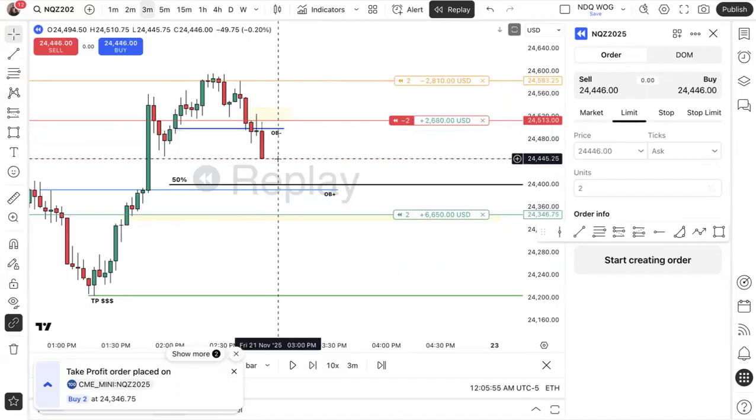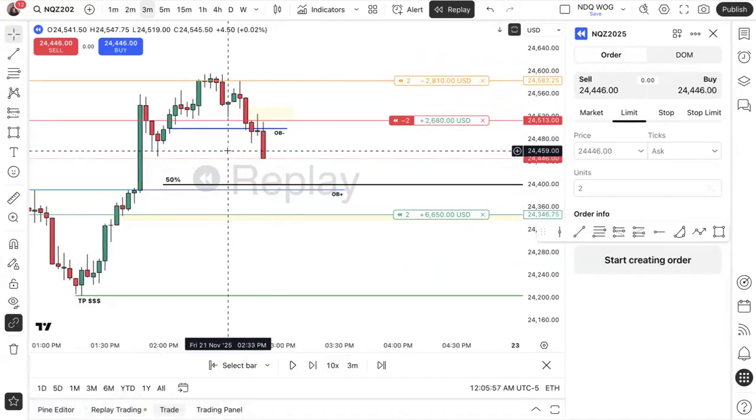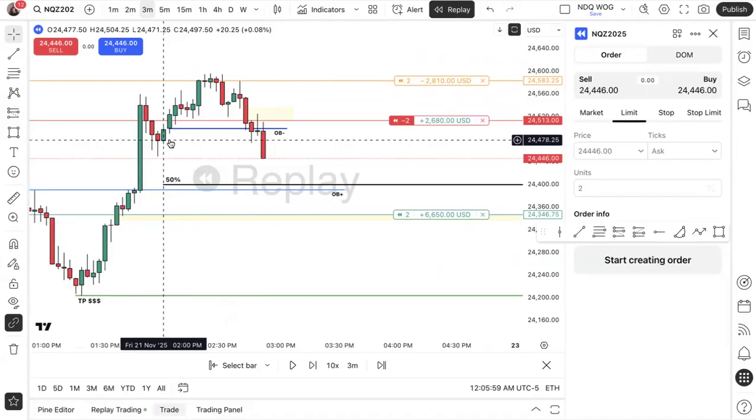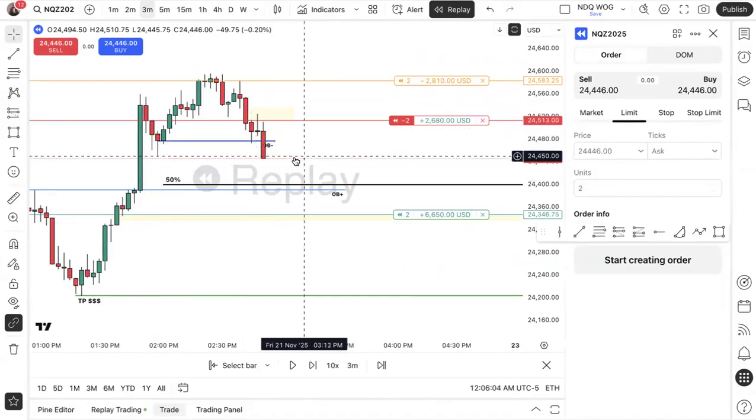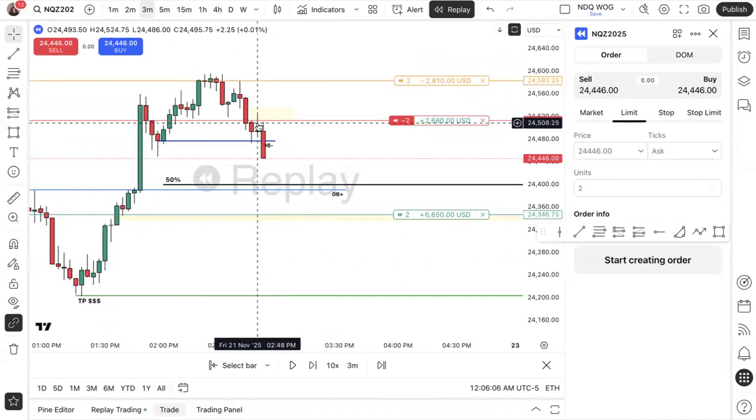Then look what it does. I like the displacement, the ability to run away. It takes out this candle as well as this one. So now this whole thing is your order block. I wouldn't move my stop to here just yet. I want to see how price reacts.